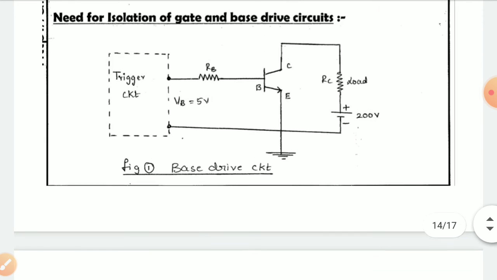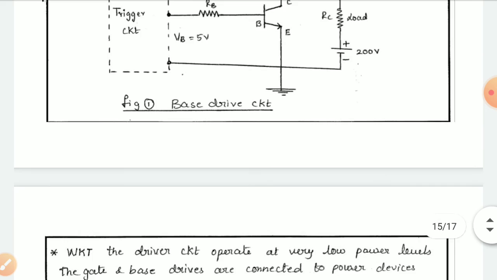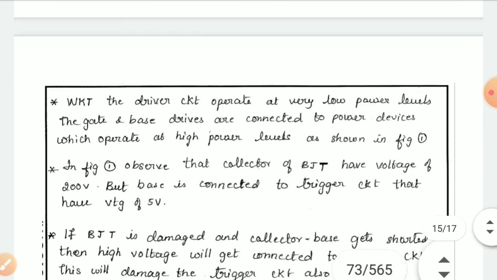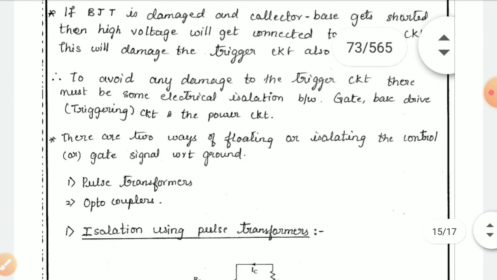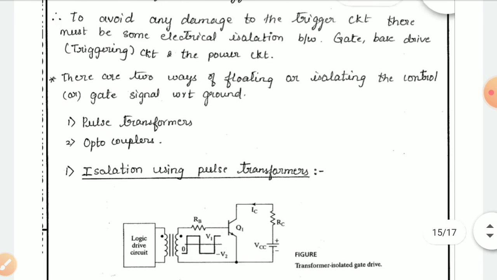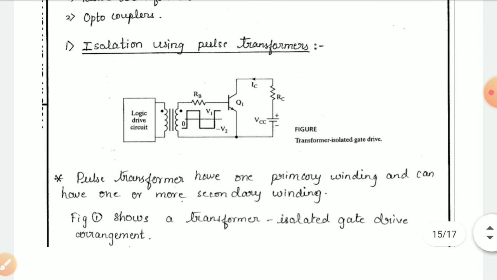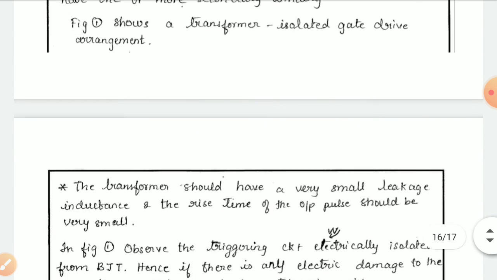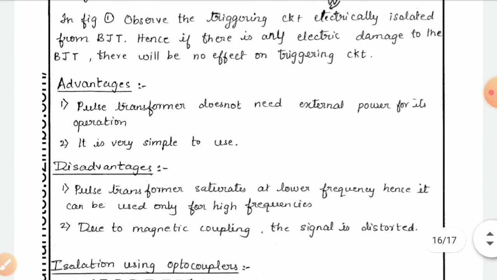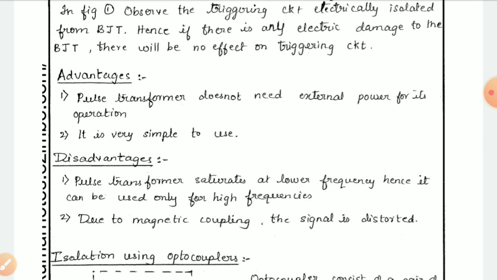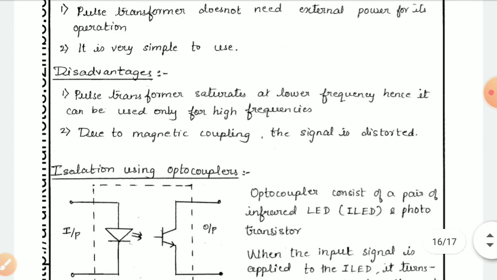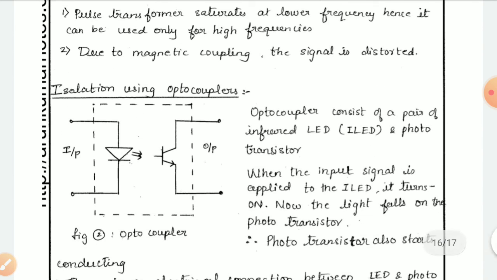Okay, so we discussed why isolation is required using some basic circuit. Then we moved to the types of isolation methods: pulse transformer method and optocoupler method. This is your pulse transformer method, and we discussed in detail how it operates. Then we discussed its advantages and disadvantages. Then isolation using optocoupler, basic representation.